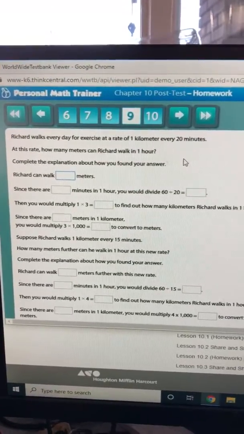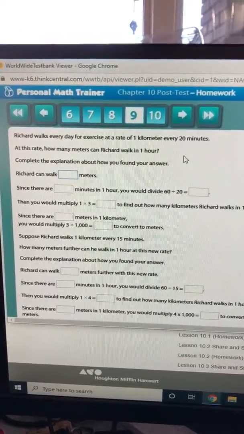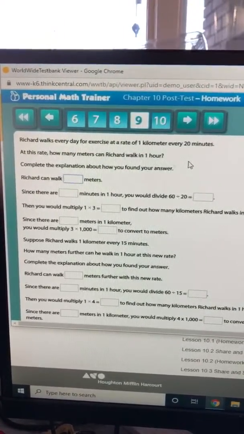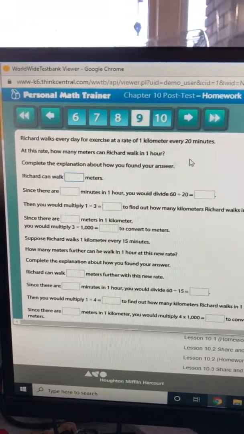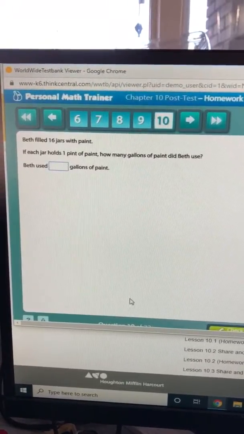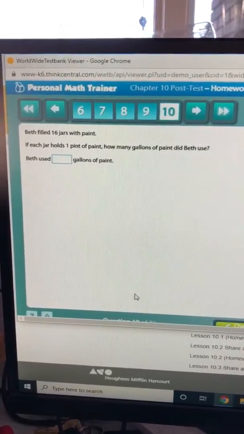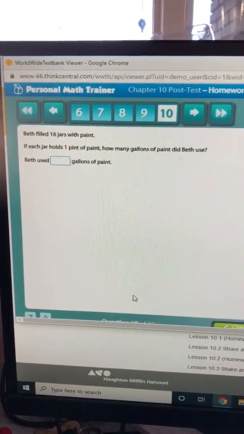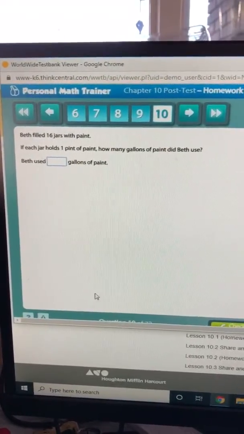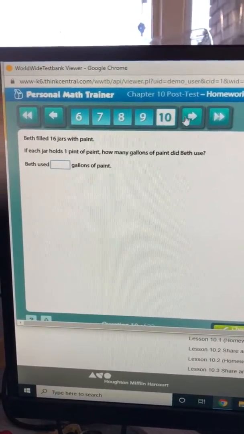I'll tell you now, this problem is not on there. It's long and it's convoluted. However, if you like practicing and want to make sure you really know how to do things, this is a great problem for that. 16 jars. Okay. Each jar holds a pint. How many gallons? You're converting pints to gallons.